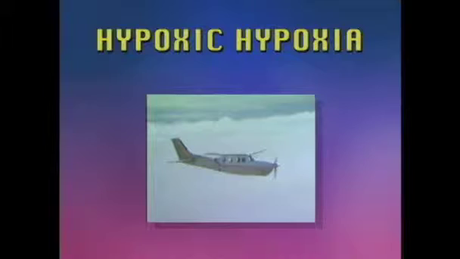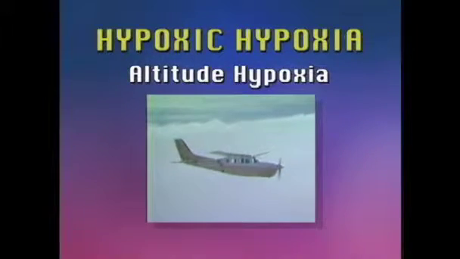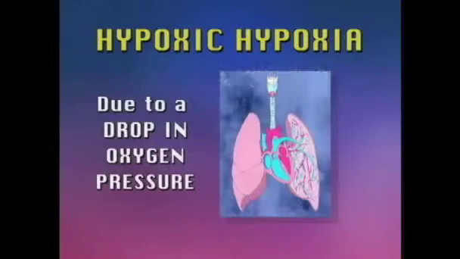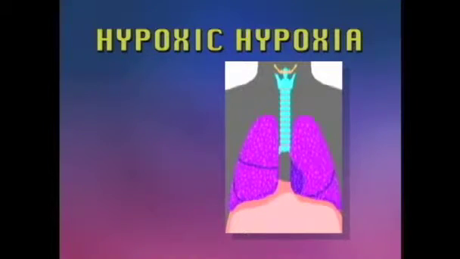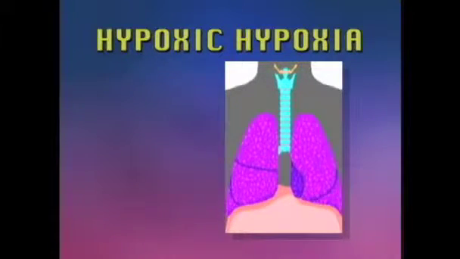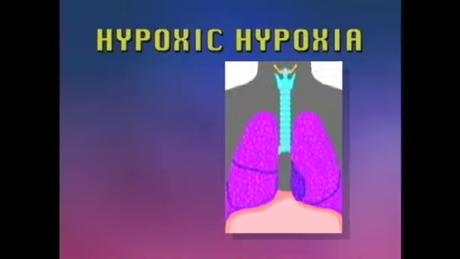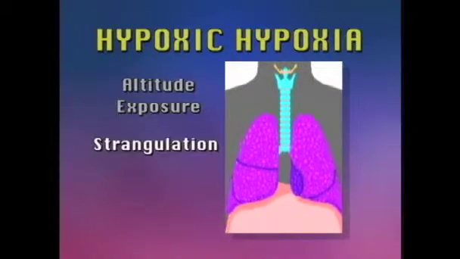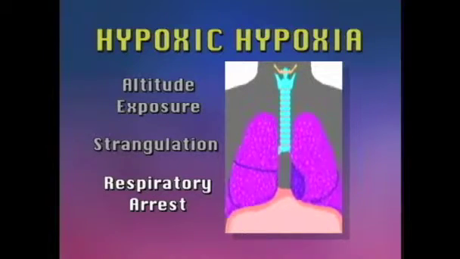Hypoxic hypoxia, also known as altitude hypoxia, is the most common form of hypoxia in aviation and occurs due to a drop in oxygen pressure at the lung level. Hypoxic hypoxia can be caused by a decrease in the pressure of oxygen in the inspired air that can result from altitude exposure, strangulation, or respiratory arrest.